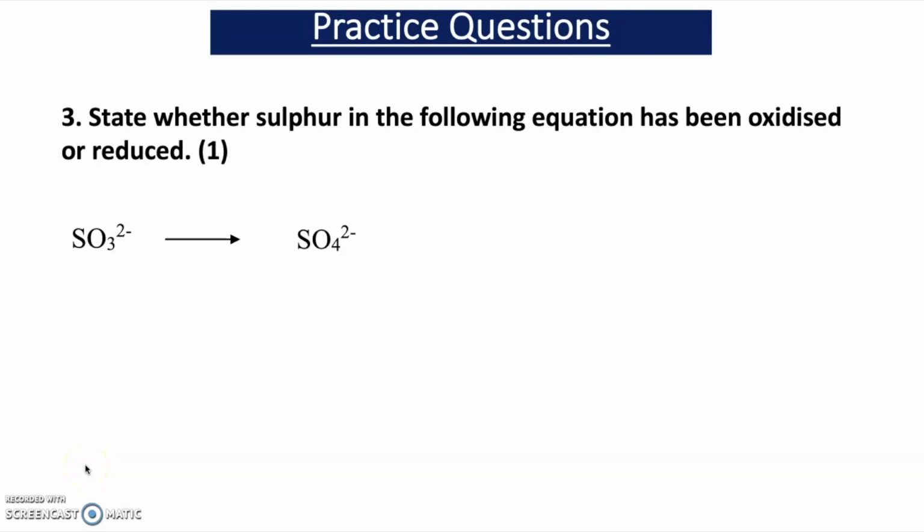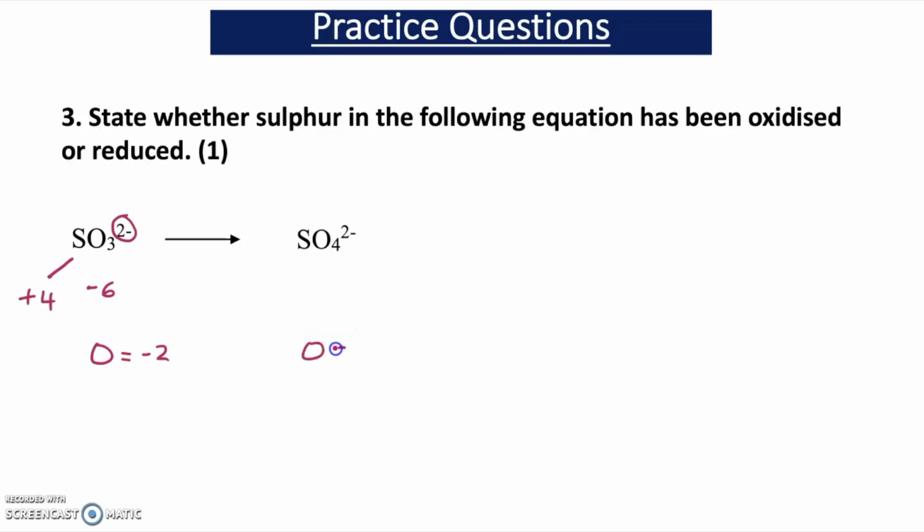So now let's go for the answer to question 3. We're asked whether sulfur in the following equation has been oxidized or reduced. If we look at this, we have SO3 2-, and oxygen is a -2 oxidation state. We have 3 oxygens, so that would be -6 here. The ion has a 2- charge, so I need to cancel all the minuses but 2. So the sulfur is +4 oxidation state.